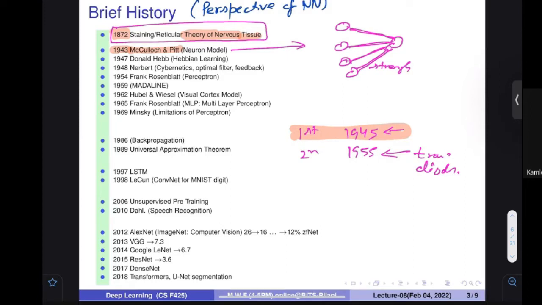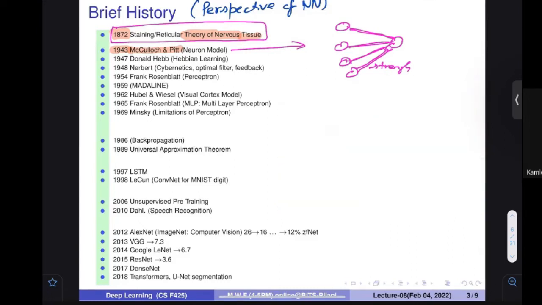by McCulloch and Pitts. After that, people started thinking: let us assume this is what I have, and over a period of time we keep learning. So how can we model what learning is? People started thinking about how to model learning into this system.